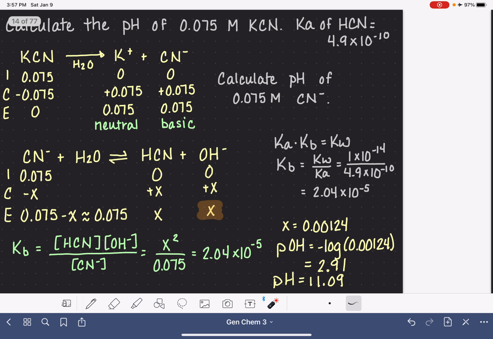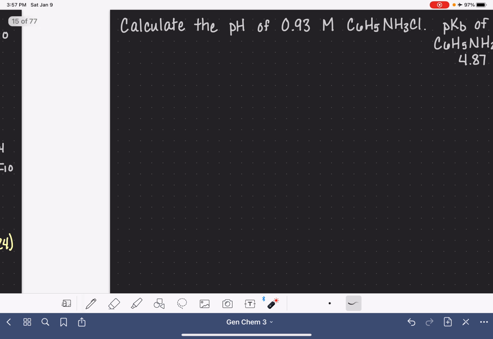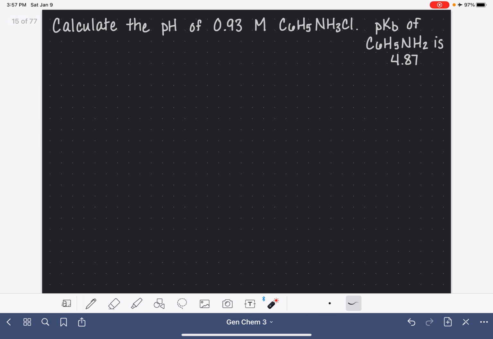Let's take a look at another one of these problems. This one is going to be pretty similar. We have calculating again the pH of a 0.93 molar solution, and we're given a pKb, which I think might be a little bit new, but we'll talk about what that represents. So first of all, we need to write a balanced equation that shows the dissociation of our ionic compound once it is placed into water: C6H5NH3 plus and Cl minus.